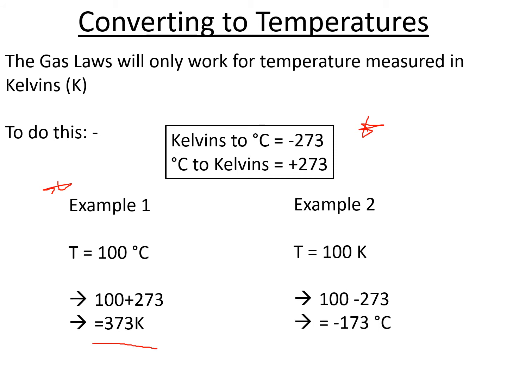Example 2, going the other way: if we had 100 kelvins, what would that be in degrees Celsius? Again, I would like you to copy this down. To get kelvins into degrees Celsius, we subtract 273. So that's the same as minus 173 degrees Celsius. Notice how, depending on the unit, the values are massively different.